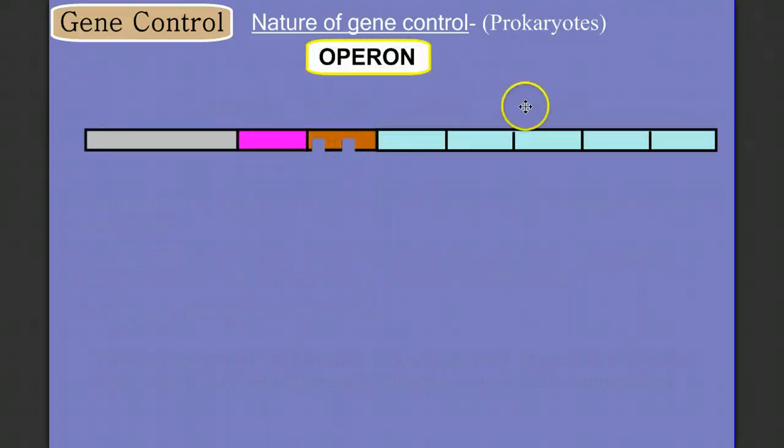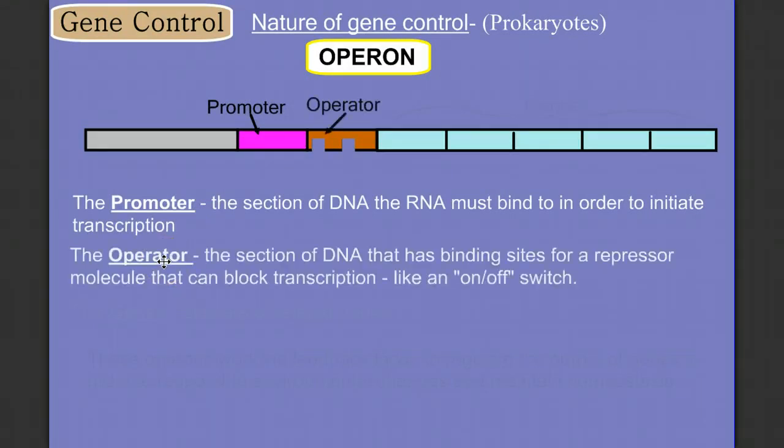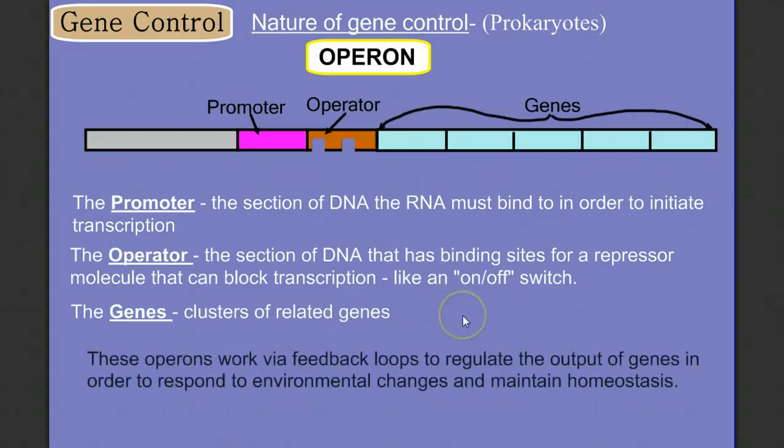So here's a section of the DNA, and the operon includes the promoter region, the section of DNA that the RNA polymerase must bind to in order to initiate transcription. The operator, a section of DNA that has a binding site for a repressor molecule that can block transcription. It's kind of like our on-off switch right there. And then a cluster of related genes. Now these operons are going to work via feedback loops that are going to regulate the output of these genes in order to respond to environmental changes to maintain homeostasis.